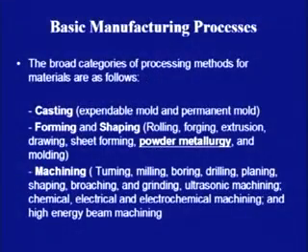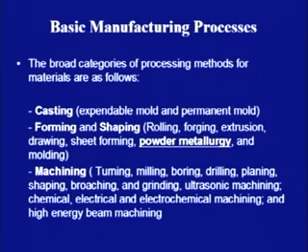Coming on to the next category of manufacturing processes, these are forming and shaping. So what are the different processes that fall under this broad category? These are rolling, forging, extrusion, drawing, sheet forming, powder metallurgy, and molding.